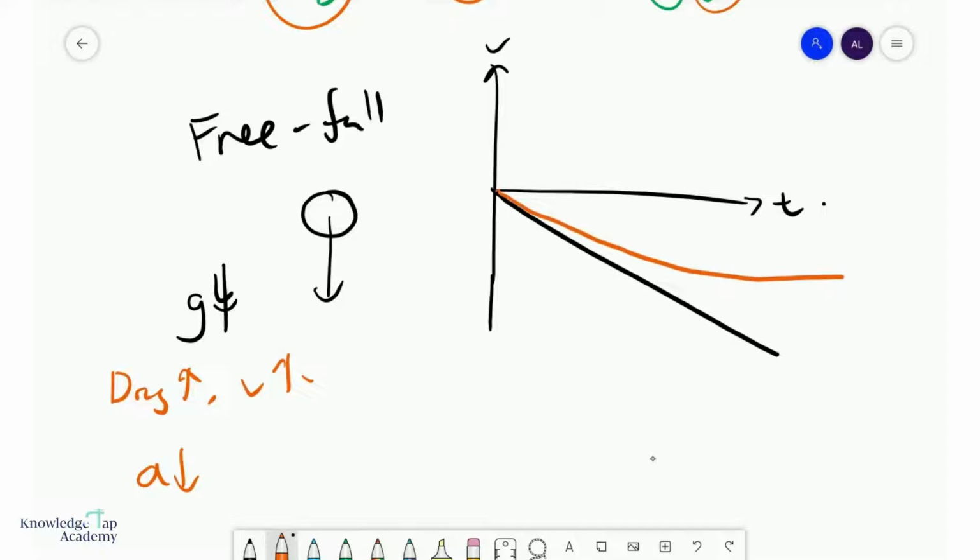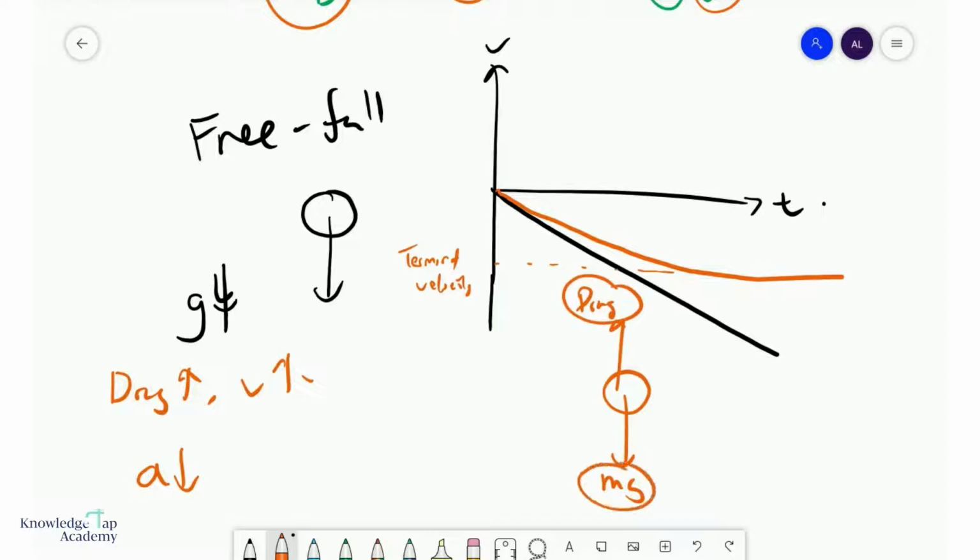The slope of this curve is going to get smoother and smoother, and eventually you'll reach a certain situation known as terminal velocity. That is a situation where, if you look at the forces on your falling object, the weight and the drag, your drag is now equal to the weight, and you have reached a state of equilibrium, and you continue to fall at terminal velocity.